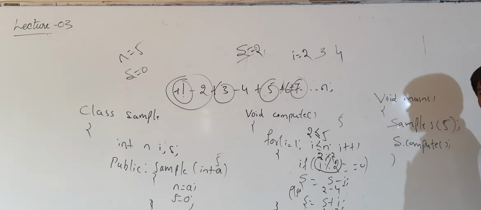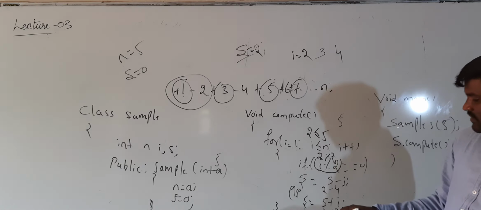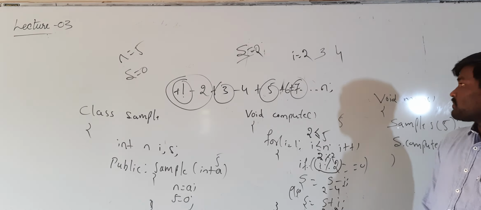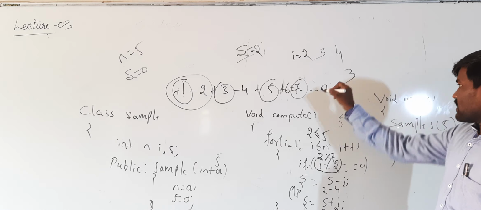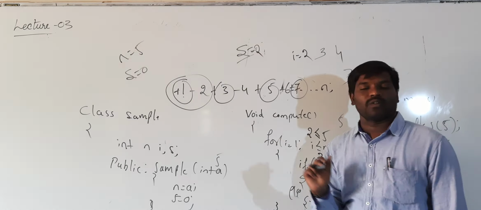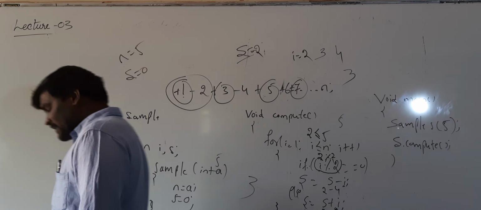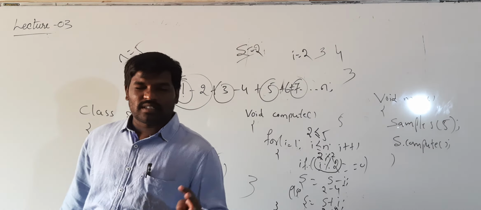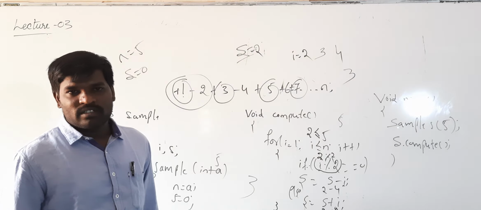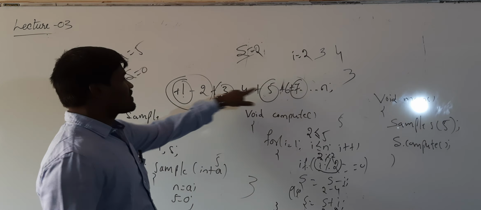5 is less than or equal to 5, again condition is true. This condition becomes false. Here s value is minus 2, i value is 5, that is 3. When the i value becomes 6, 6 is less than or equal to 5, condition becomes false, and it will print the result as 3. Okay, so this is the method of writing the series program. Simple: first write the for loop and observe the series first.